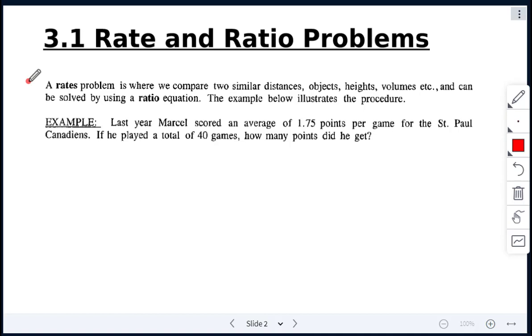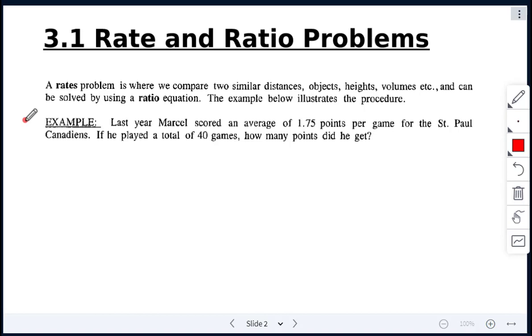So a rates problem is where we can compare two similar distances, object heights, volumes, etc. And it can be solved by using a ratio equation. So let's look at our first example here. Last year, Marcel scored an average of 1.7 points per game for the St. Paul Canadiens. If he played a total of 40 games, how many points did he get?